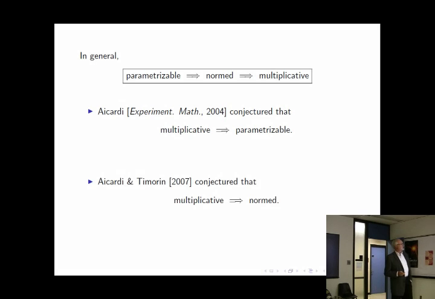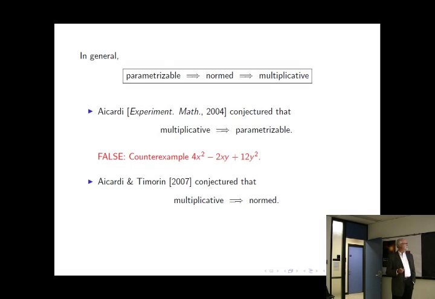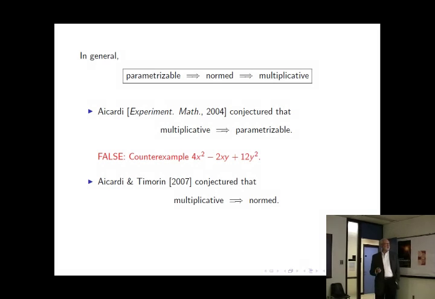And in that paper of Eicardi and Timorin that I mentioned earlier, it's conjectured that multiplicative implies normed, so that the only time you can have a multiplicative property is if it arises from one of these bilinear pairings. Well, it turns out we found out that the first one is false. And here's a counterexample, fairly easy one. That form is multiplicative, but we worked out some relatively simple criteria whereby you can check parametrizability, and it's easy to check using those criteria. It fails that test.